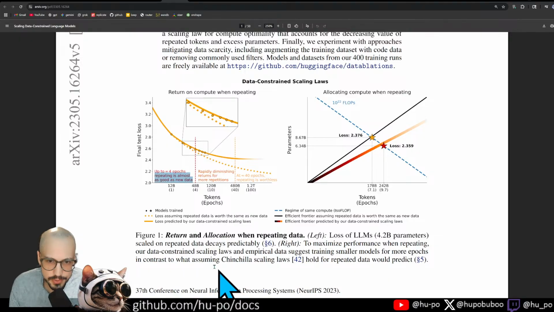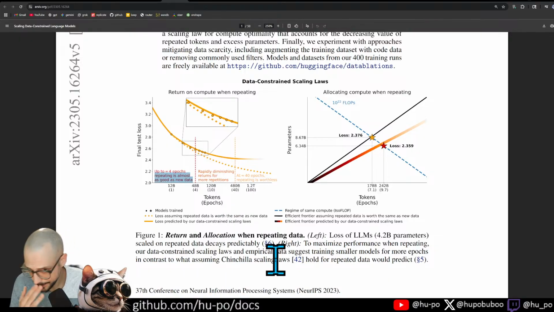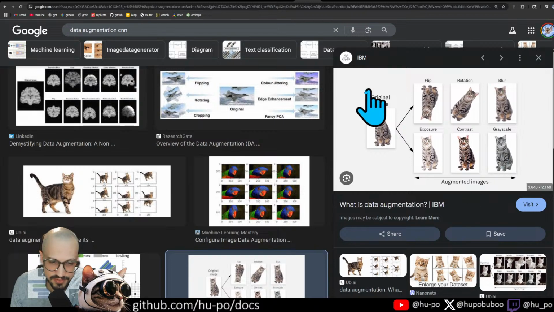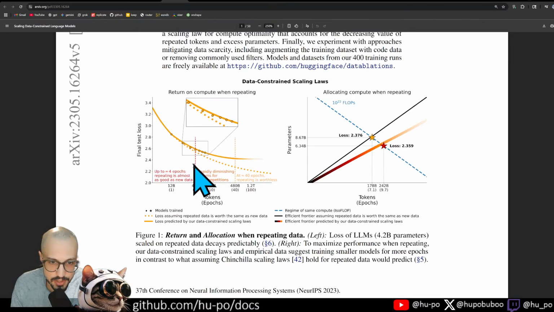But again, there's an implicit assumption here that you're not doing data augmentation. If you had some form of data augmentation, which I know is hard to do in the text world, because you don't have the same kind of invariant transforms that you have in the image world, I'm sure you could crank this up to more.